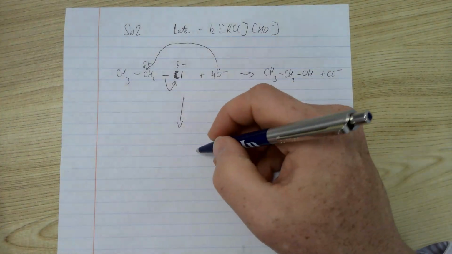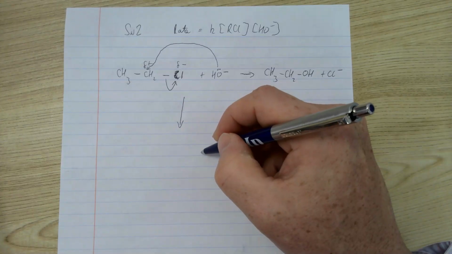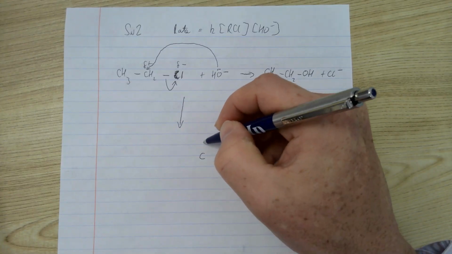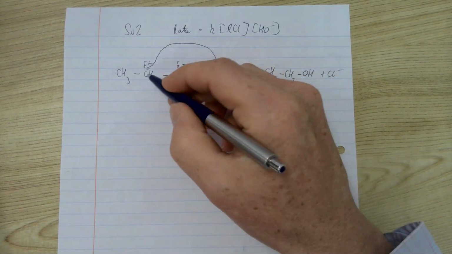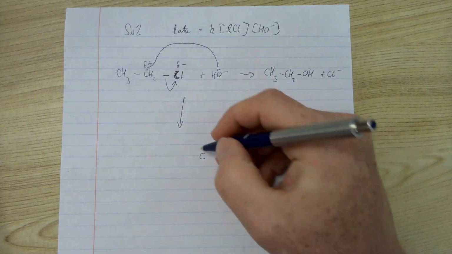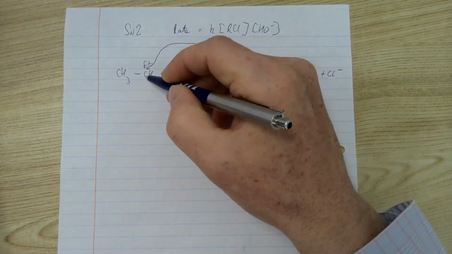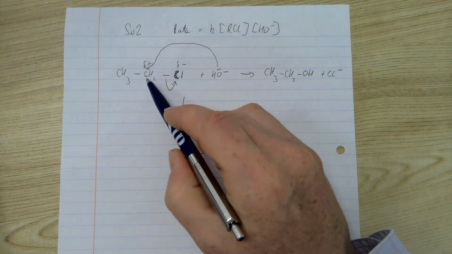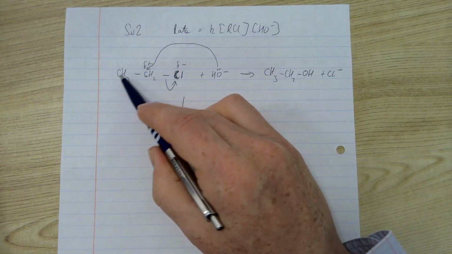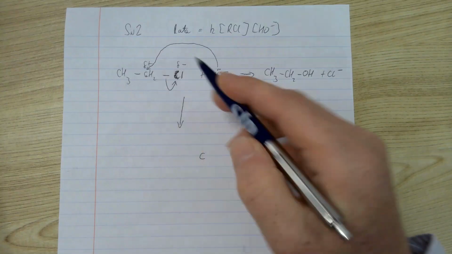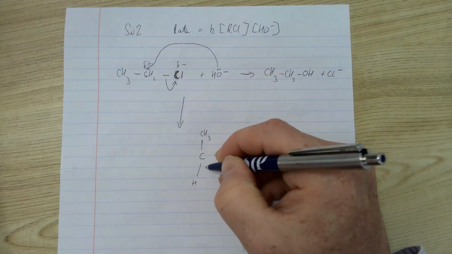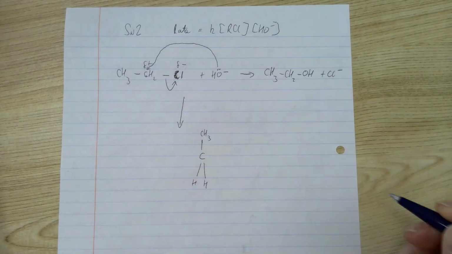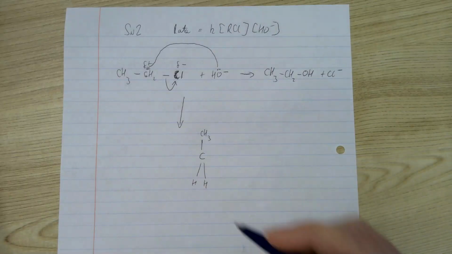But it's worth realizing that we can draw an intermediate here, where this is the carbon that's changing. This is the carbon that's being attacked by the nucleophile. And the 3 things coming off that carbon that don't change are the CH3, this hydrogen, and the other hydrogen. So we can draw those like so. Imagine they're kind of flat, again, like my hand, kind of trigonal planar.